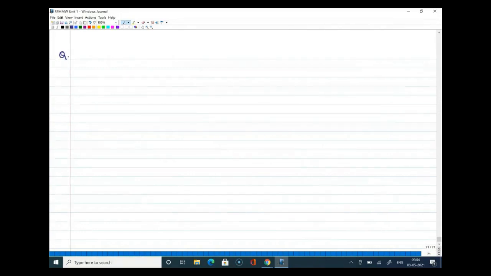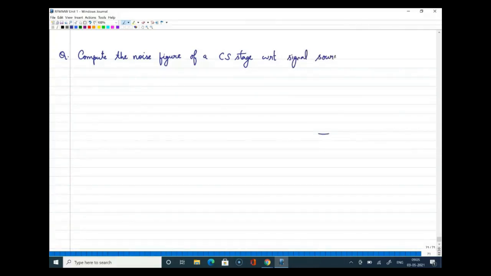Right. So let us start with this. The question is this: compute the noise figure of a common source stage with respect to a signal source impedance RS. So compute the noise figure of a common source stage with respect to its source impedance, just to clarify that it is not the resistance at the source terminal. I just added it is the signal source impedance RS. As of now, consider it is ideally loaded with an ideal current source.